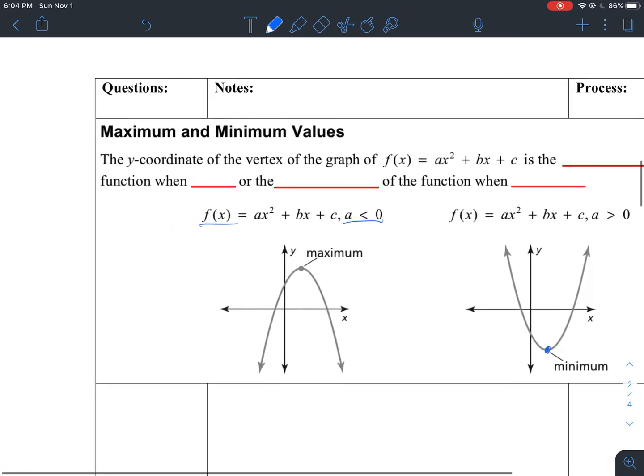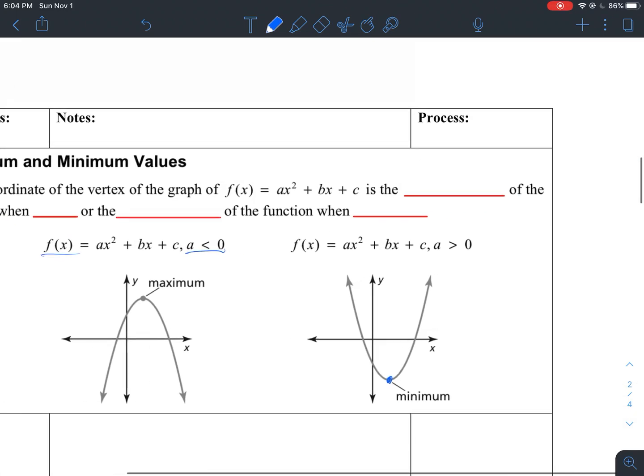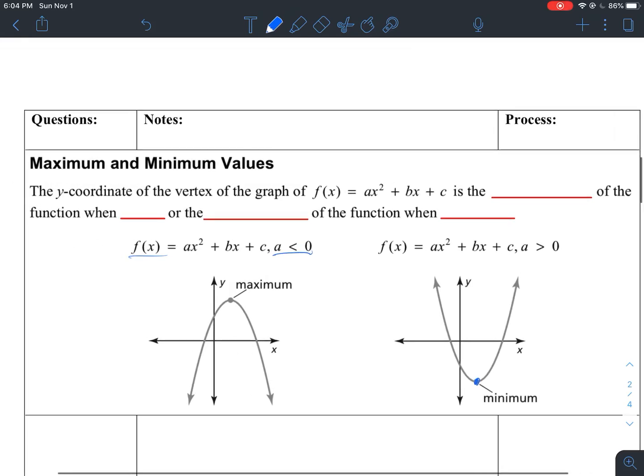So you see here, the y-coordinate of the vertex of the graph f of x equals ax squared plus bx plus c is the maximum, or you can just say max, of the function when a is less than 0, or the minimum of the function when a is greater than 0.